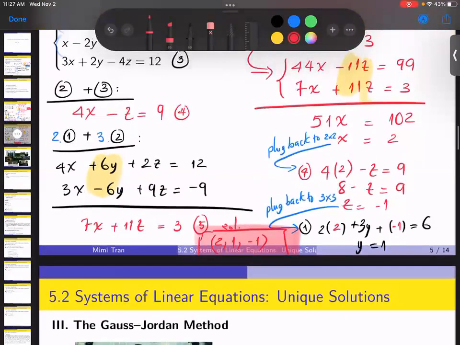All right, so that is elimination method. The next one is gonna be Gauss-Jordan method. In order to do that one, we need to talk about matrix.